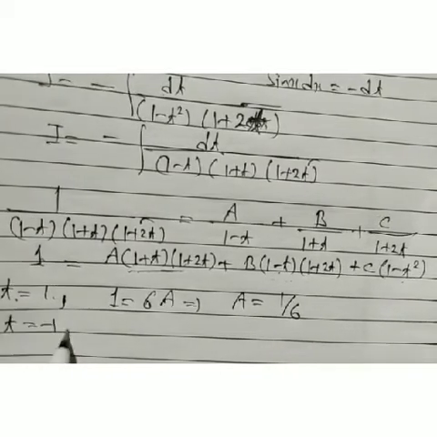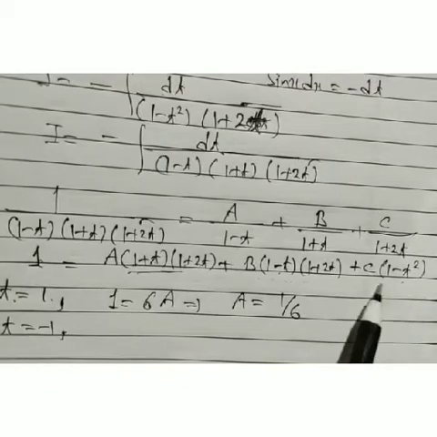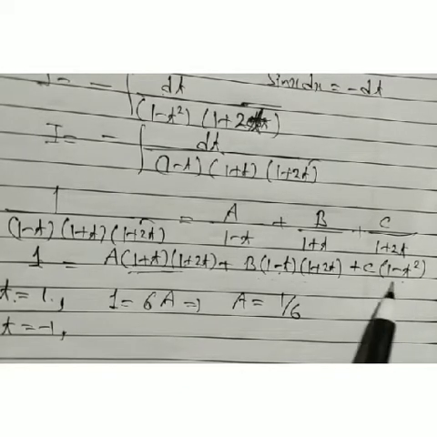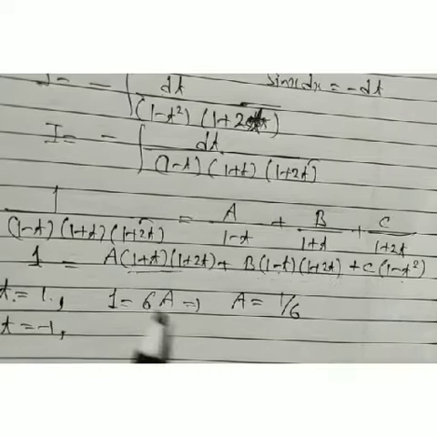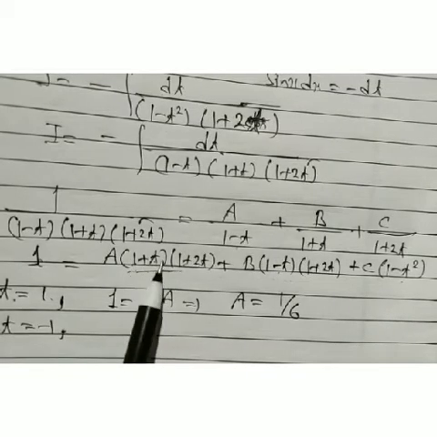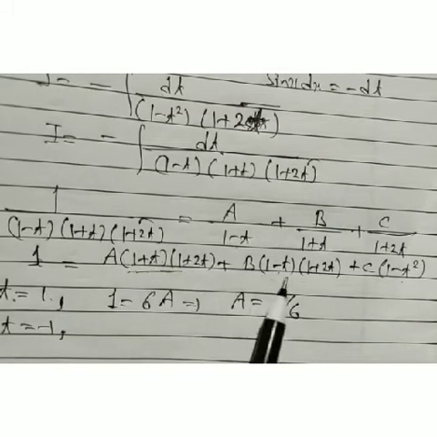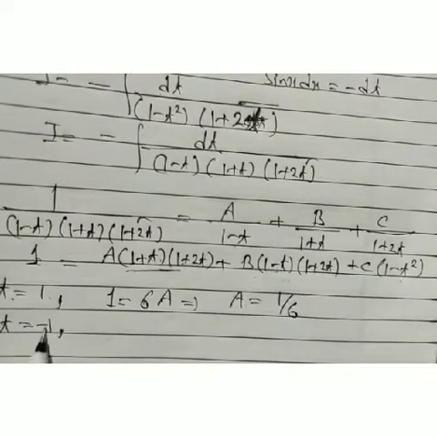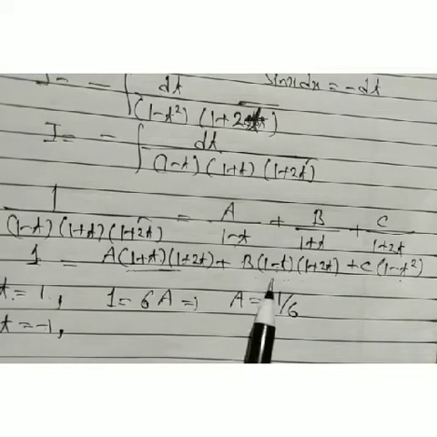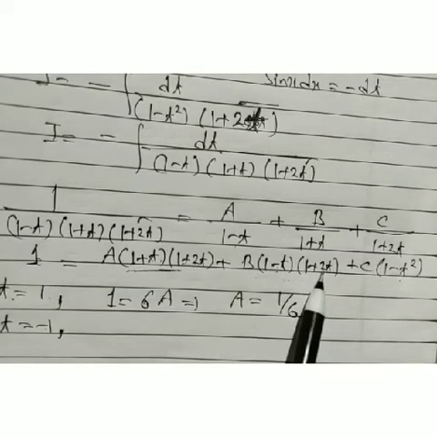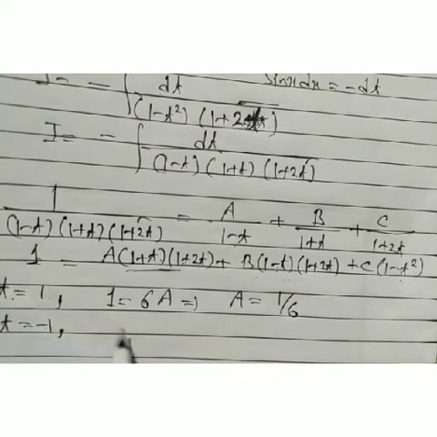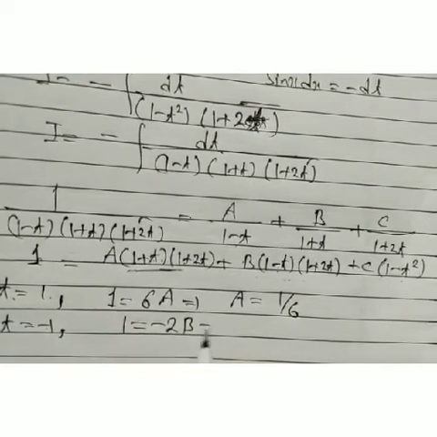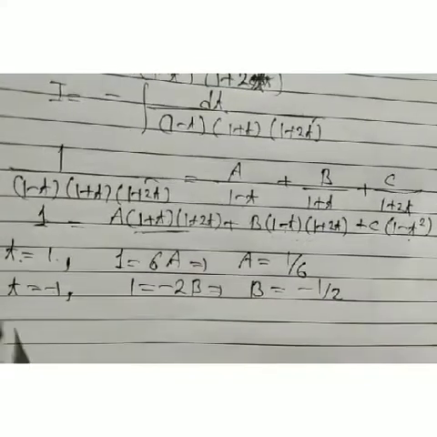Now we take t equal to minus 1. Then again this part vanishes, and this section is also 1 minus 1, which is 0. Now we have t equal to minus 1, so minus minus plus 1, then we have 2 here, and minus 1 there, so we have minus 2b. 1 is equal to minus 2b, then the value of b is minus 1 by 2.